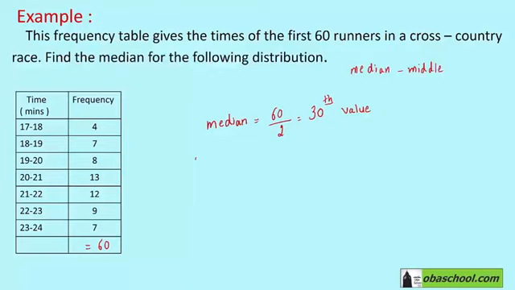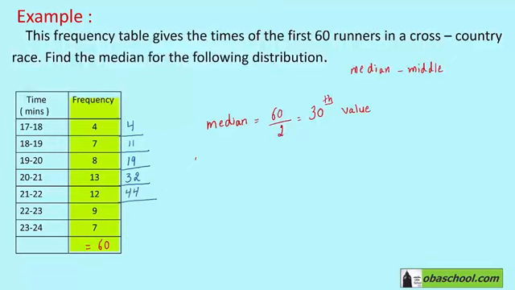Now, let us start. At first, the time range 17 to 18, there were 4 racers. And for the second time range, that is 18 to 19, there were 7. So 7 adds on top of the previous numbers, so we're at 11 right now. And for the third time range, we had 8 racers, so we're at 19. At the fourth time range, we had 13 racers, so we're at 32. And let's keep on adding.